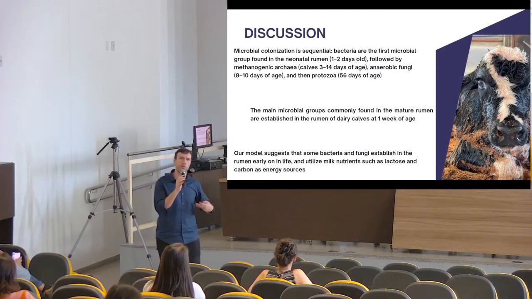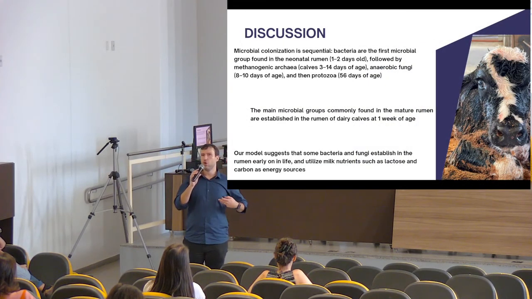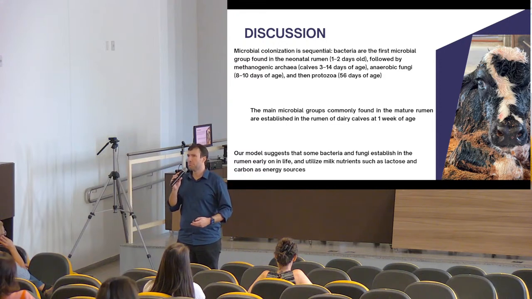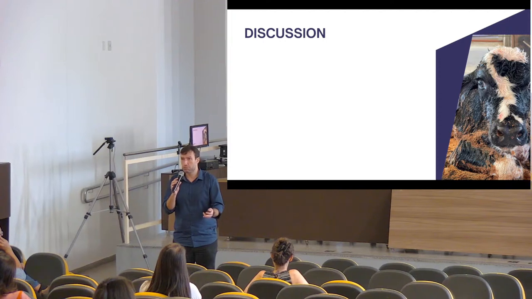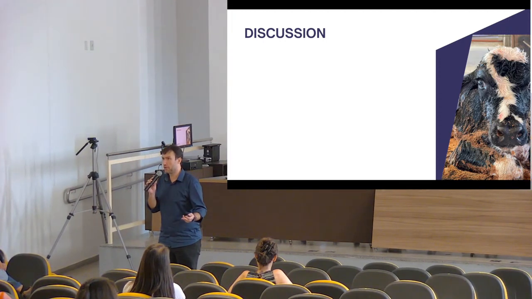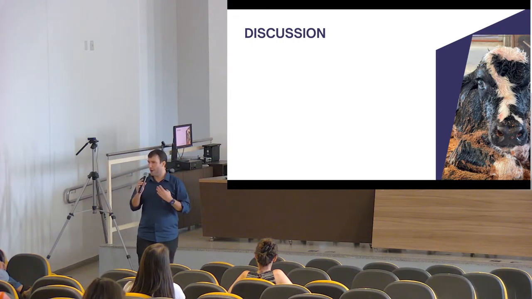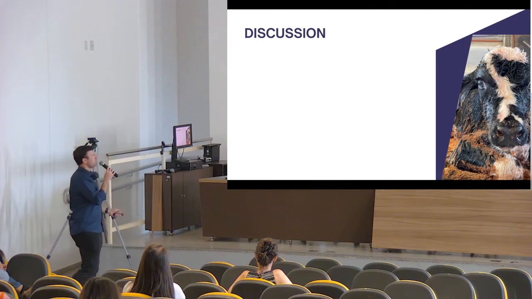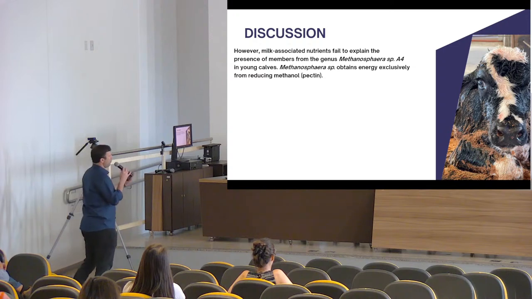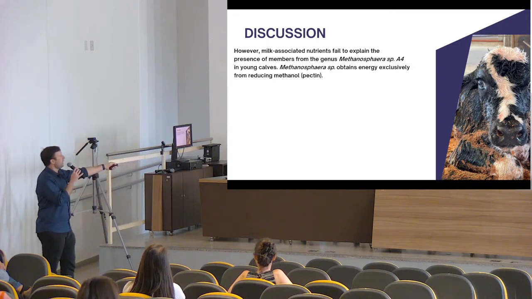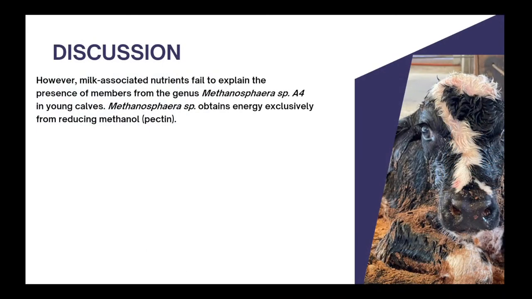So all those bacteria that we all believed should use starch or fiber are probably using something else. There's no starch in milk, there's no fiber in milk, but the bacteria are there. So that's very interesting. We still need to understand why that is happening or how we can shift that. But obviously, milk-associated nutrients fail to explain the presence of members of the genus Methanosphaera, for instance, in young calves. Technically, they should obtain energy exclusively from pectin. Milk has no pectin, but the bacteria are there.